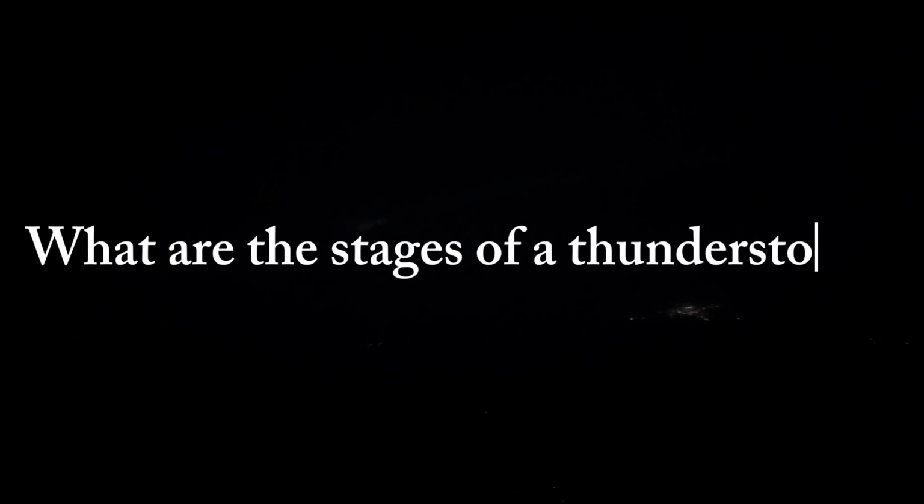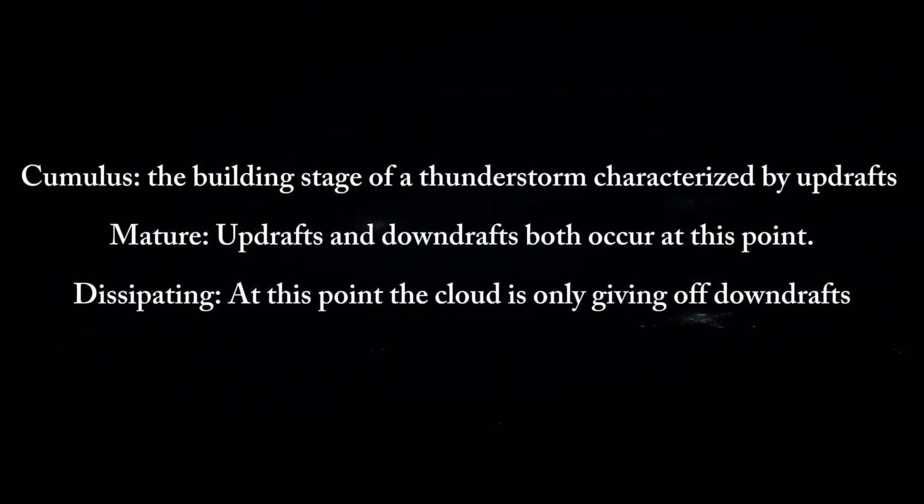What are the stages of a thunderstorm? Cumulus, the building stage of a thunderstorm characterized by updrafts. Mature, updrafts and downdrafts both occur at this point. Dissipating. At this point, the cloud is only giving off downdrafts.